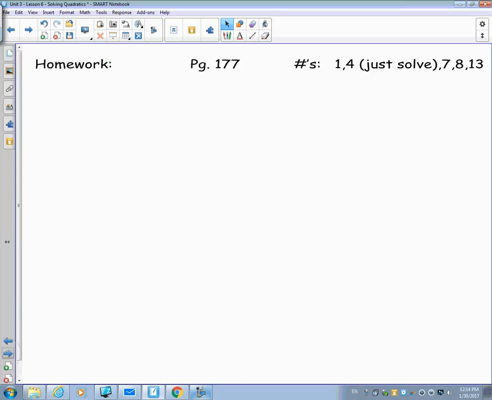Okay, quick reminder how to solve some quadratics. Nothing new here today, we're just solving. Okay, the questions are in the book. Do these ones, but in question 4, just solve, regardless of what it says in the questions, just solve. Okay.